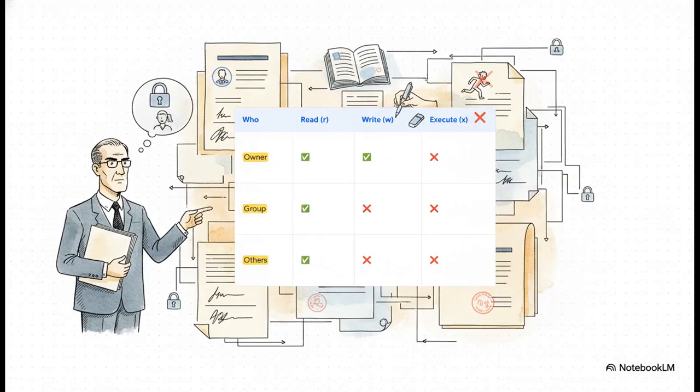So what do these rules even look like? They're actually surprisingly simple. For any file, there are really only three basic questions. Can you read it? Can you write to it, change it? And can you execute it, which means run it like a program? And these permissions can be set differently for three types of people: the file's owner, a specific group of users, and then, well, everybody else.